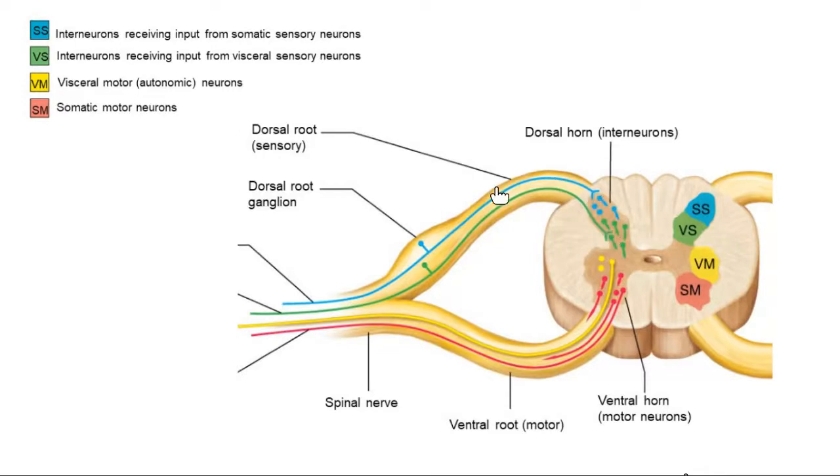So if you collect information from the skin, you talk to the interneurons in the back part of the gray horn. If you collect sensory information from the organs, you talk to the interneurons that live in the front part of the dorsal gray horn. So all of these are interneurons. It's all about who they're talking to help them process the information correctly.